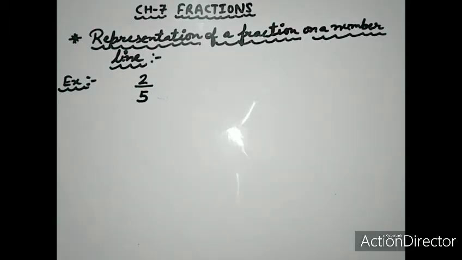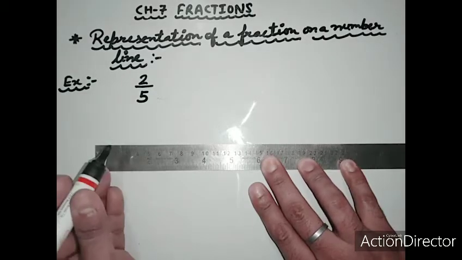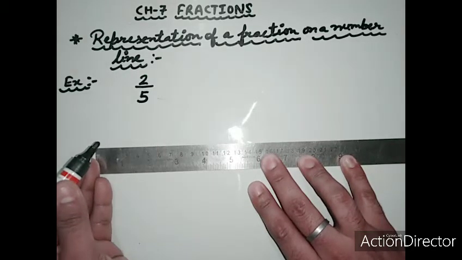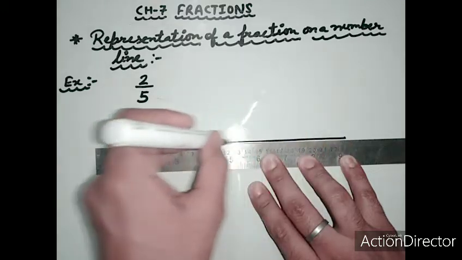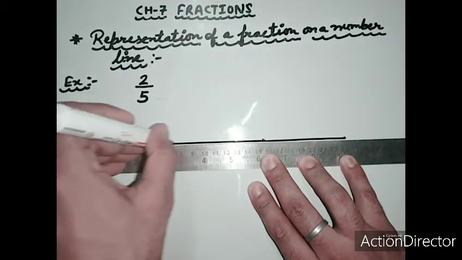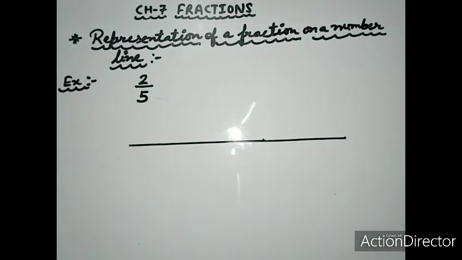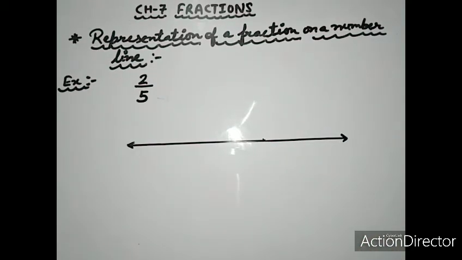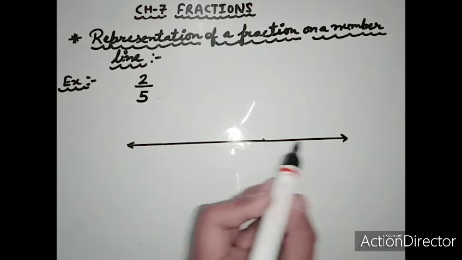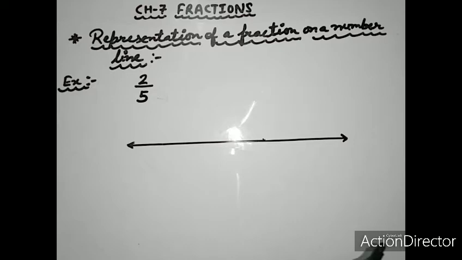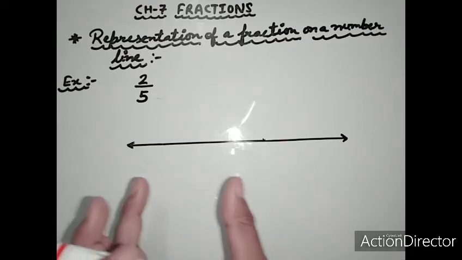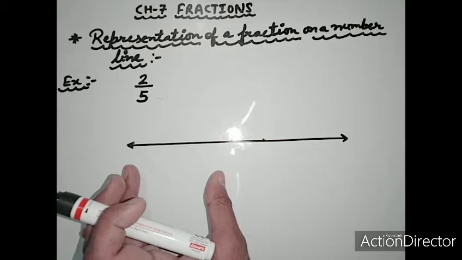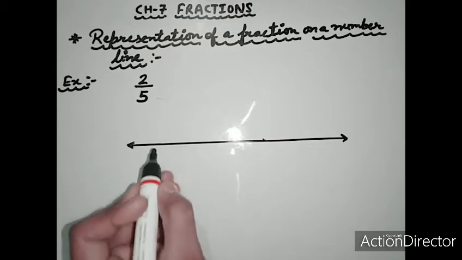Okay, now we make a line here. Now here we make a line here. Okay, and we mark some numbers on this line. Dear friends, you all know how we make a number line here, and the number line starts from 0.